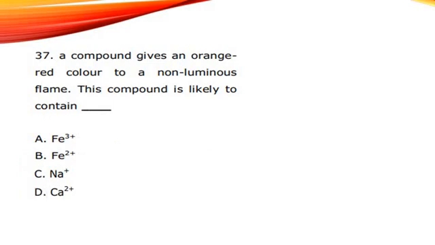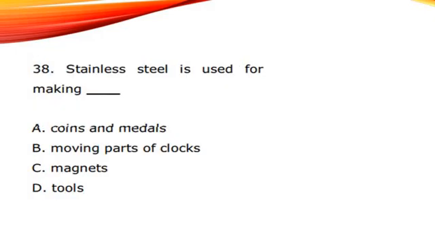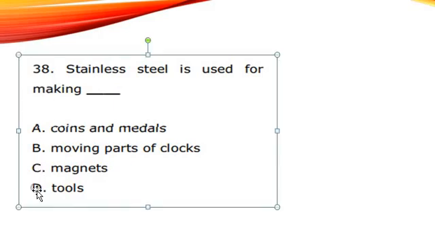Next is the 38th question. It says stainless steel is used for making A, coins and medals, B, moving parts of clocks, C, magnets, D, tools. Actually, stainless steel, due to its peculiarities, is used to make durable substances, among which are tools and cutlery. So your answer is D, tools.